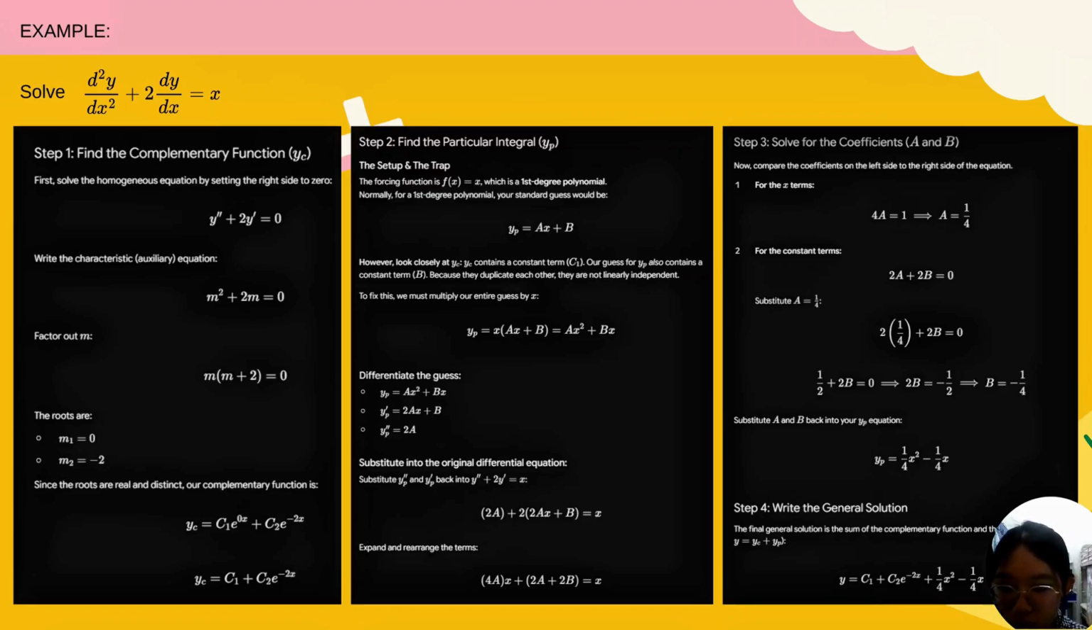After that, we substitute a and b back into the particular integral equation. Then we get 1 over 4 x squared minus 1 over 4 x. Lastly, we write the general solution. The final general solution is the sum of the complementary function and the particular integral. So y equals c1 plus c2 exponential negative 2x, plus 1 over 4 x squared minus 1 over 4 x.